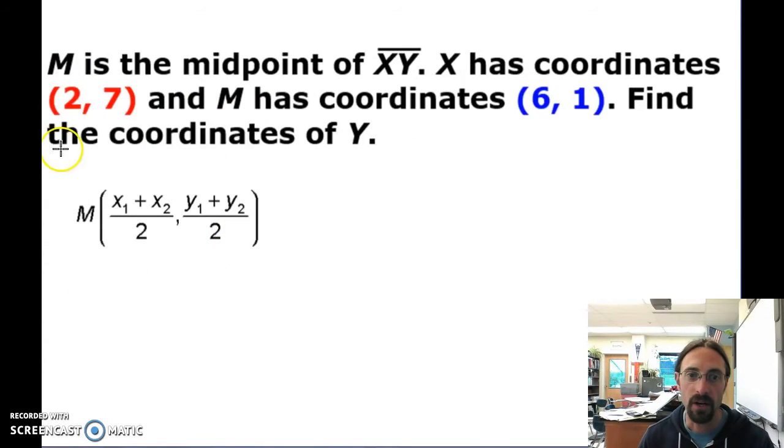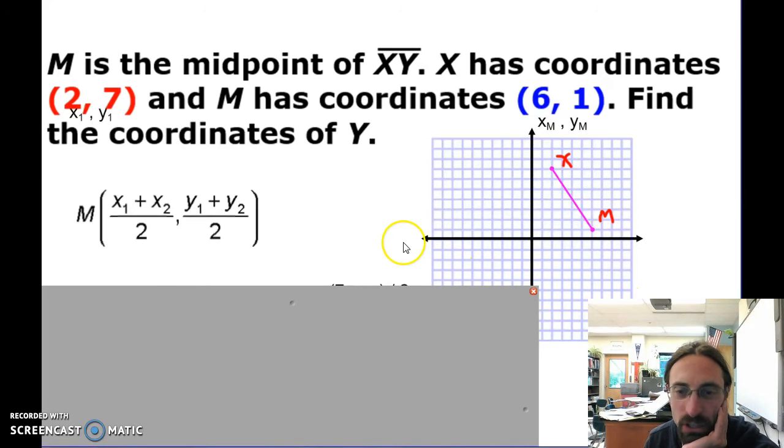All right, another problem here. M is the midpoint of XY. Be very careful here because what they're telling you looks a little different. They're giving you the midpoint in this problem. X has coordinates of (2, 7), and M has coordinates of (6, 1). Find the coordinates of Y. So this is where you want to be really careful. Go ahead and try this problem, pause the video, and let's see where we get.